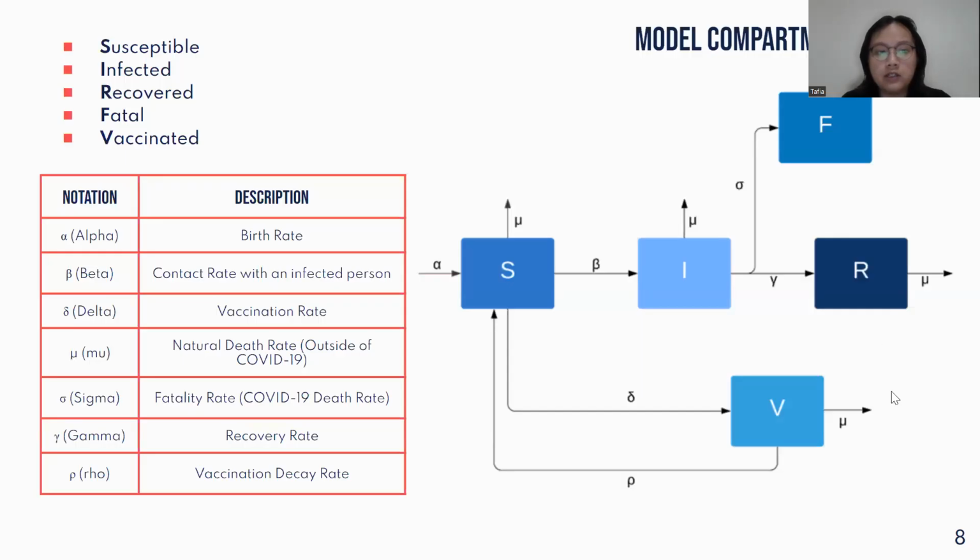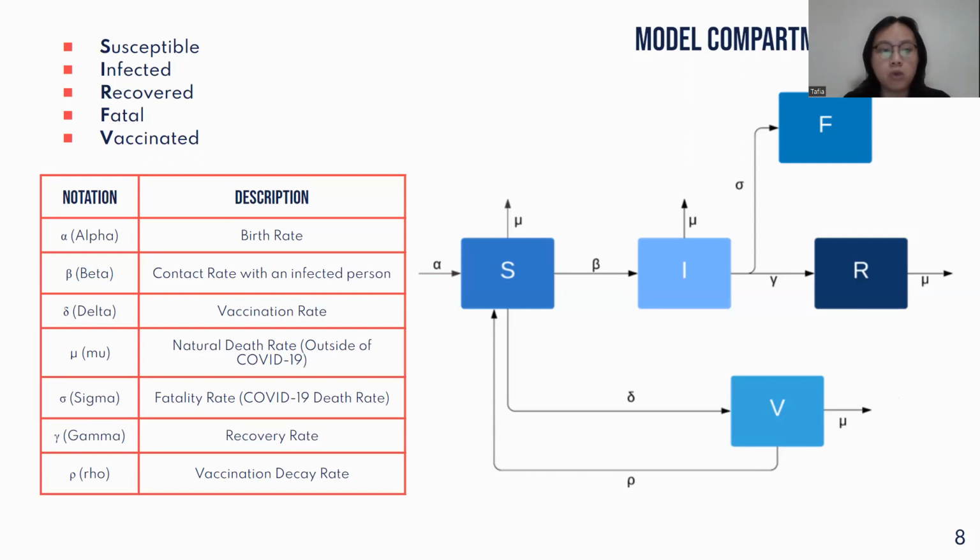In the picture, the CRFV modeling is described, which contains 5 compartments, namely S, susceptible, which is a person who is susceptible to COVID-19. I, infected, is a person infected with COVID-19. R, recovered, is a person who has recovered from COVID-19. F, fatal, are people who died from COVID-19. And V, vaccinated, are people who still have immunity from COVID-19.